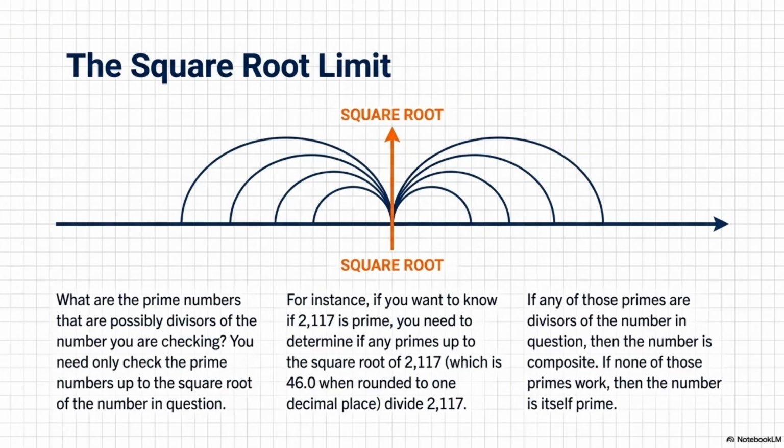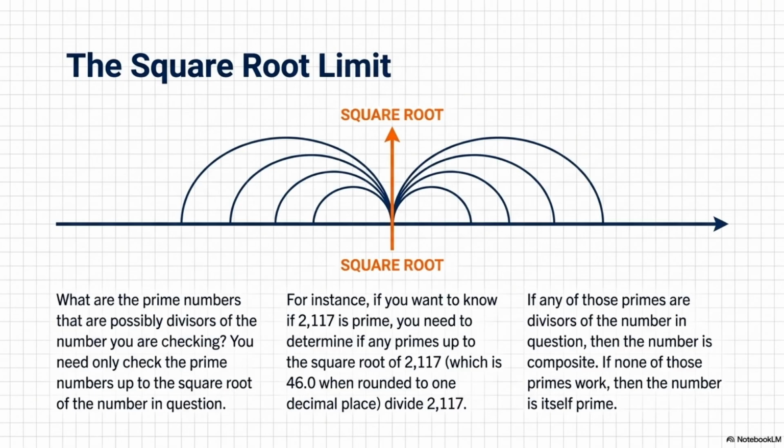Oh, I see. Every time the first number in the pair gets larger, the second number in the pair gets smaller. Exactly. If 36 had a factor larger than 6, which it does, like 9, its partner in the pair absolutely must be smaller than 6. In this case, 4. Right. So if we haven't found a factor by the time we hit the square root pivot point, we aren't going to find one at all because we already checked all the possible small partners.